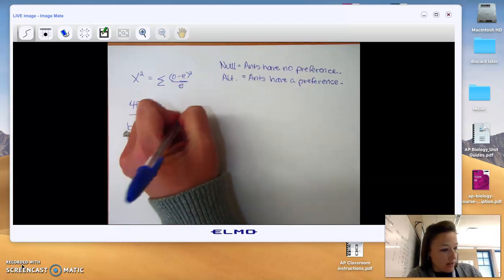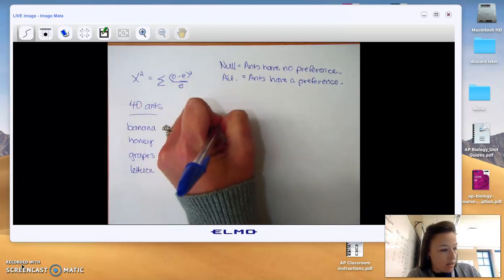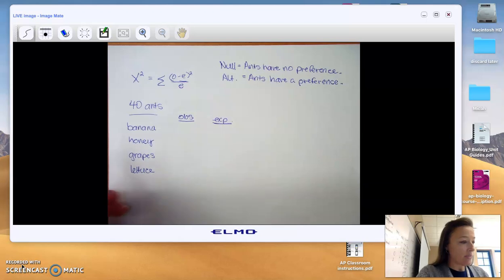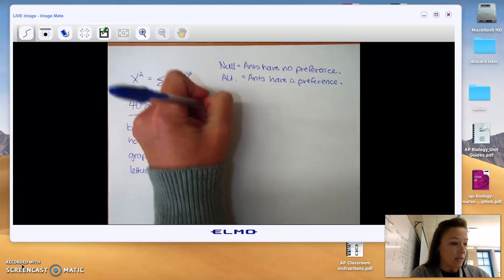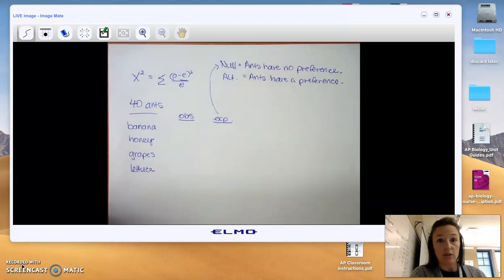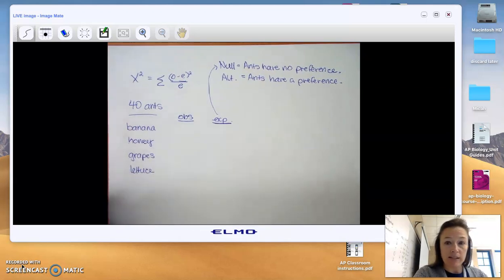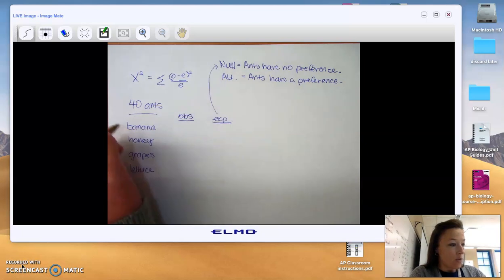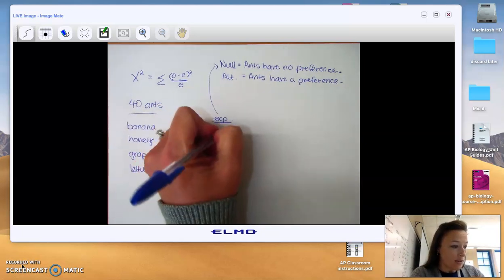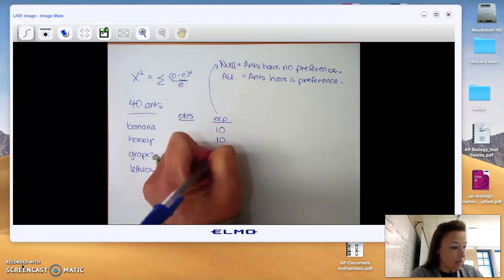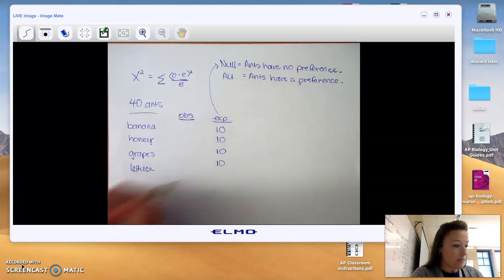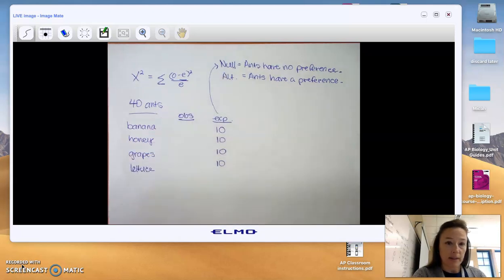We don't know our values yet, but we can go ahead and figure out our expected because we know our total number of ants. So if there are 40 ants, the expected is going to be based off of the null. So if the ants truly have no preference, then we would expect to see the same number of ants at each food because they don't care. Well, if there's 40 ants and there's 4 foods, that means we would expect to see 10 at the honey, 10 at the banana, 10 at the grapes, and 10 at the lettuce. Okay? So again, null and expected are linked together.